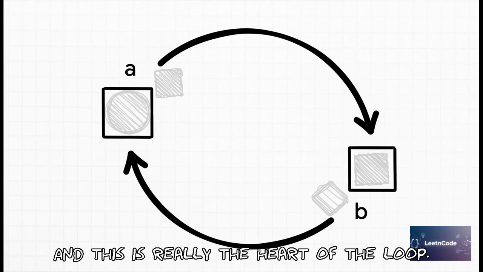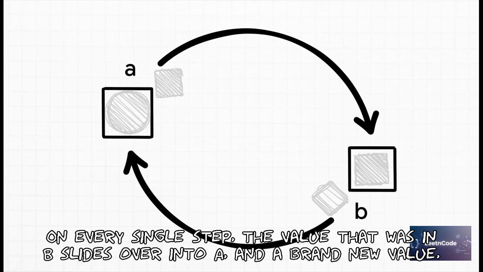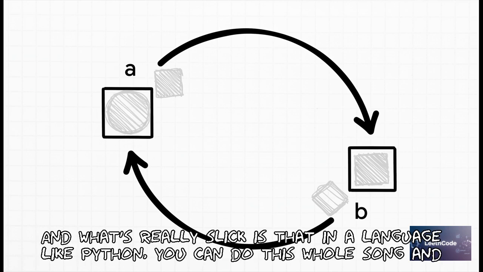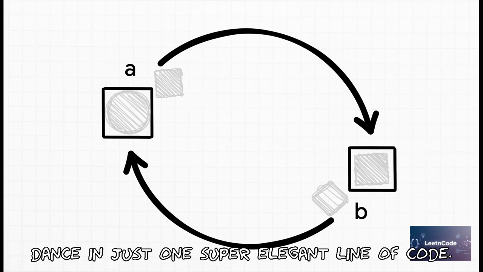And this is really the heart of the loop. On every single step, the value that was in b slides over into a, and a brand new value, the sum of the old a and b, becomes the new b. And what's really slick is that in a language like Python, you can do this whole song and dance in just one super elegant line of code.